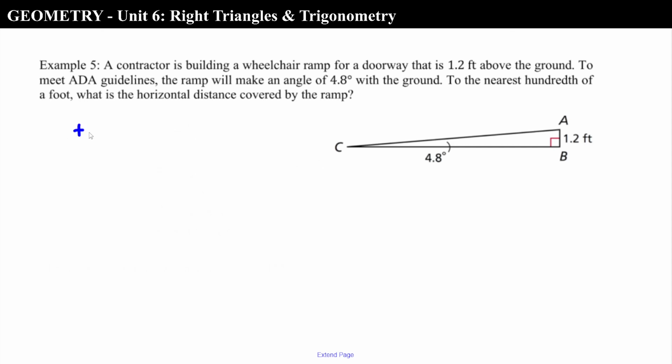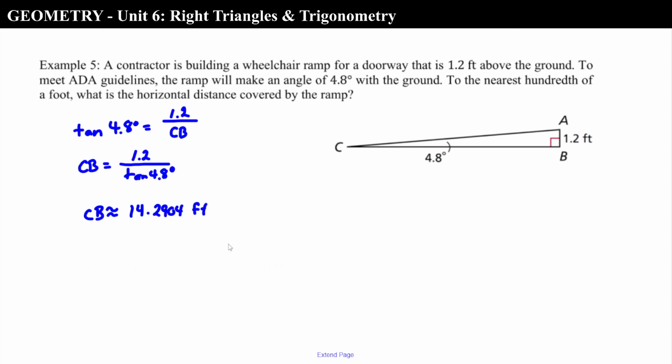So we are going to be doing the tangent of 4.8 degrees, and that's going to be equal to opposite, which is 1.2, over adjacent, which is CB, which is what we're looking for. So the tangent of 4.8 degrees, we're going to divide each side by that. We can multiply each side by CB. You get 1.2 over tangent of 4.8 degrees. And you put that in your calculator and you find that CB is approximately 14.2904 feet.